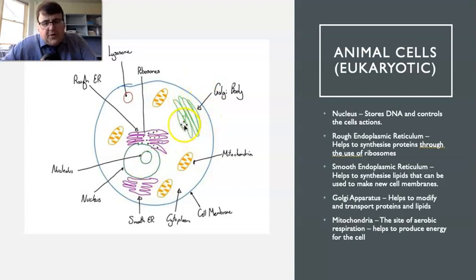Next off, we have the Golgi body here in green, and the Golgi body, or Golgi apparatus, either name's fine. The purpose of that is it helps to modify and transport proteins and lipids. It's basically a bunch of membrane sacs, which we kind of see in the fact that it's just a whole lot of membranes drawn together. Next off, we have the mitochondria. Mitochondria is the site of aerobic respiration. It helps us produce energy for the cell. Really important: from now on, you're not going to refer to the mitochondria as the powerhouse of the cell, as it's just not a good scientific phrase. The mitochondria is the site of aerobic respiration.